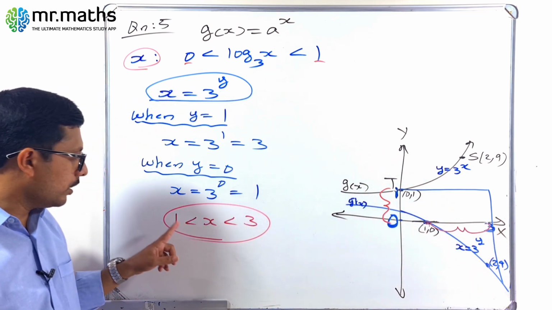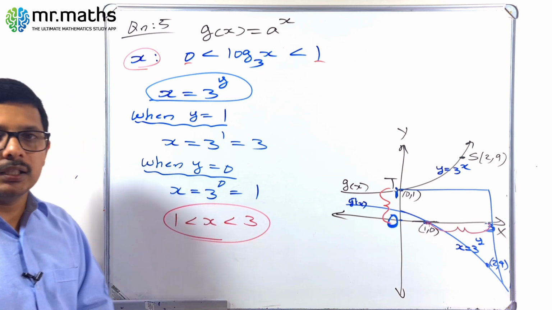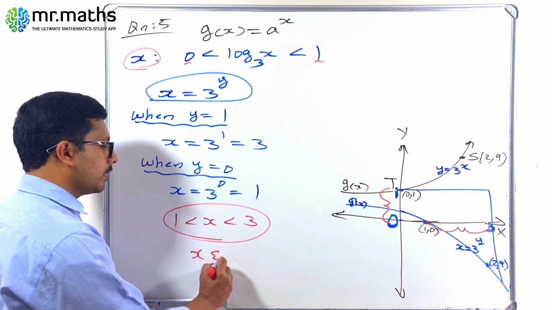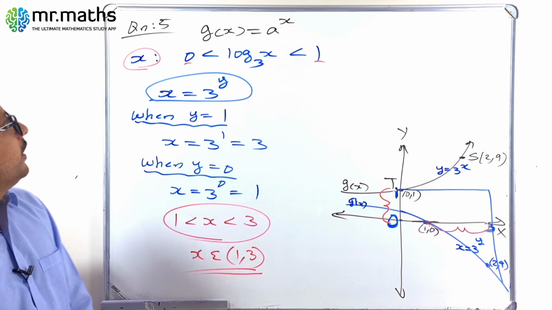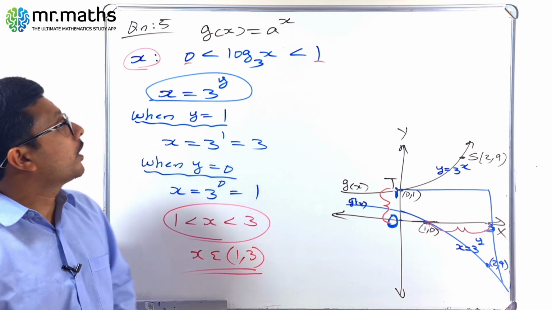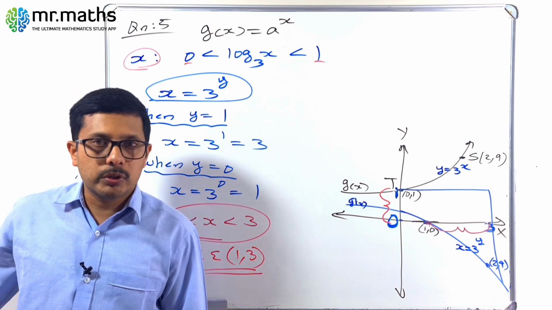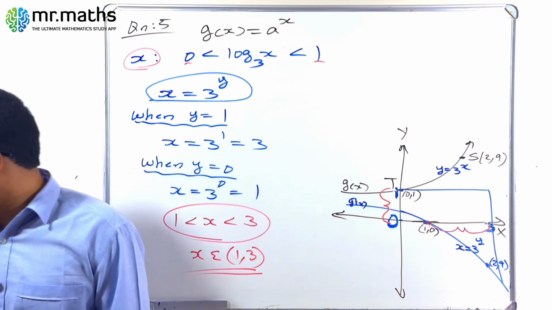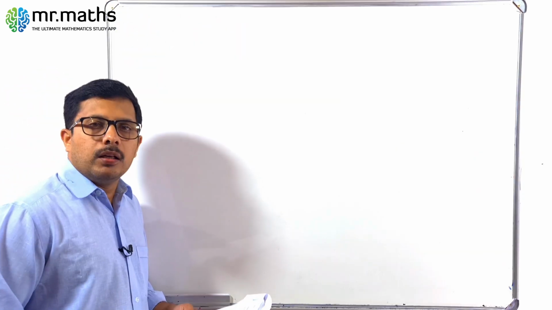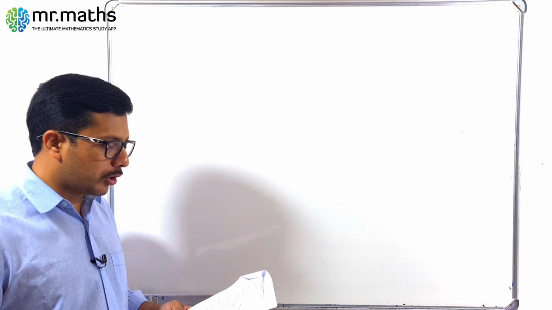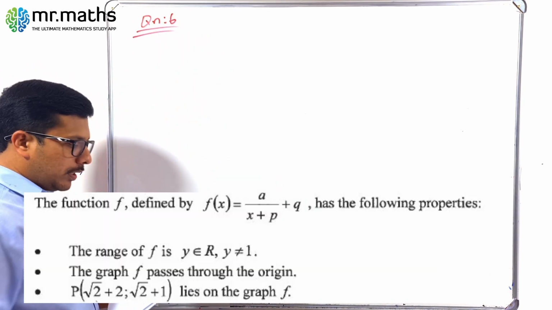So you have to write the answer: x values are between 1 and 3, or 1 less than x less than 3, or we can write it like this also, x is an element of (1, 3). It is also fine. It's a little bit tricky one, but try to understand. That is question number 5.4. Now let's move to the next question, question number 6.